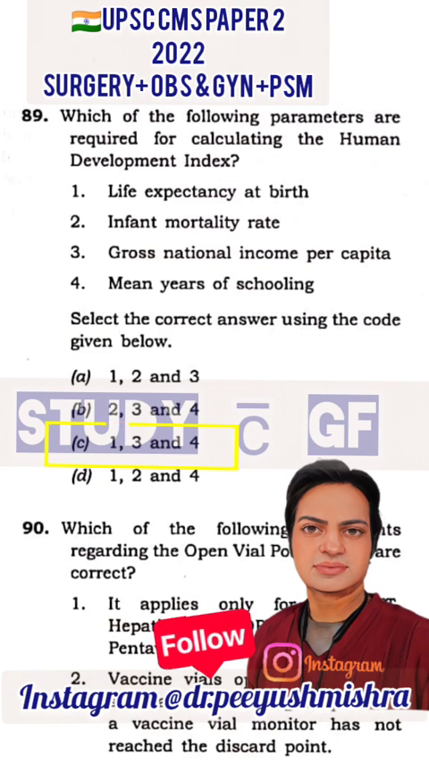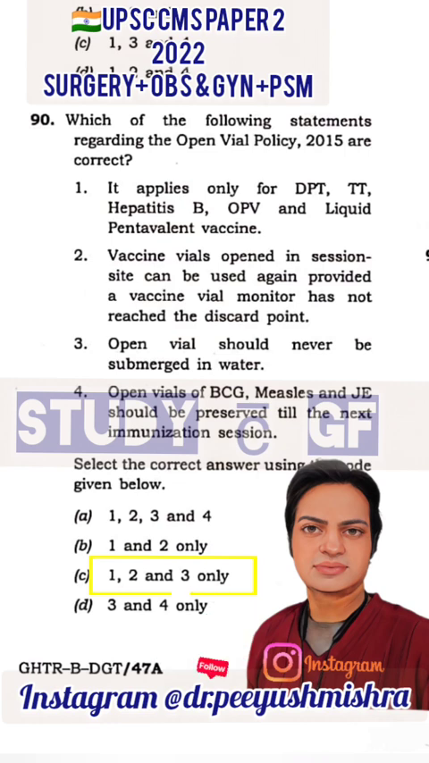Which of the following parameters are required for calculating the Human Development Index? Life expectancy at birth, gross national income per capita, mean years of schooling. Which of the following statements regarding the open vial policy 2015 are correct? It applies only for DPT, TT, hepatitis B, OPV and liquid pentavalent vaccine.